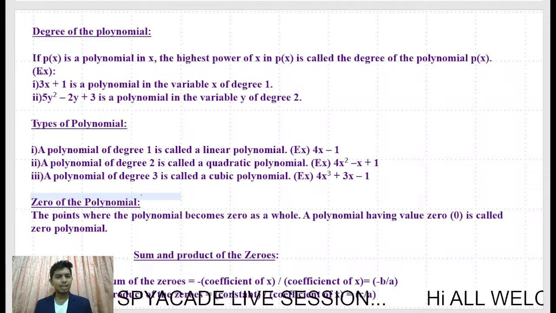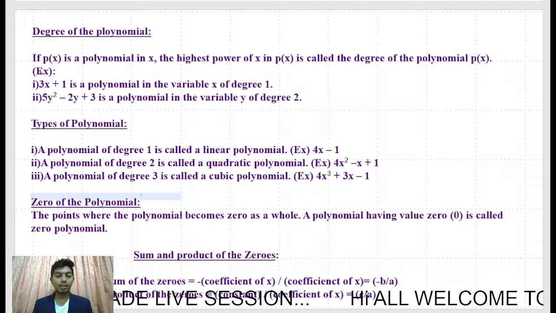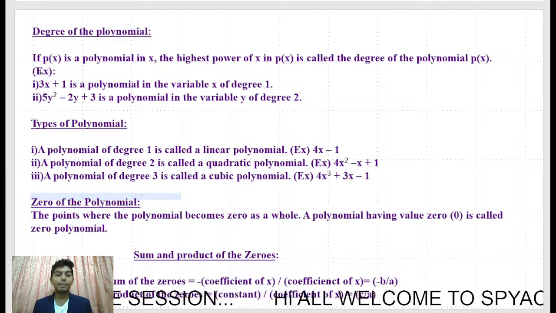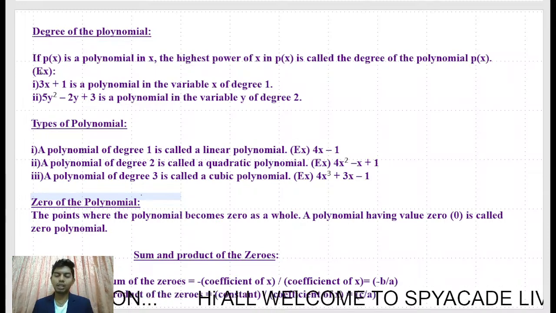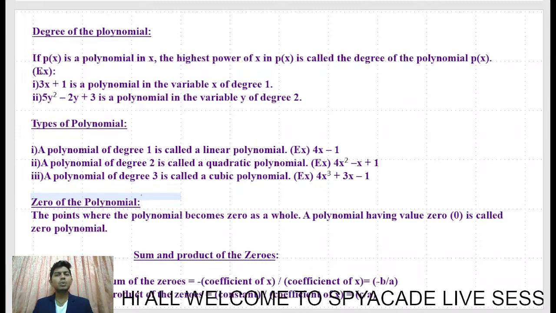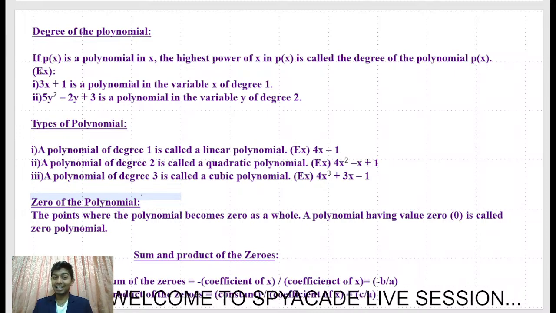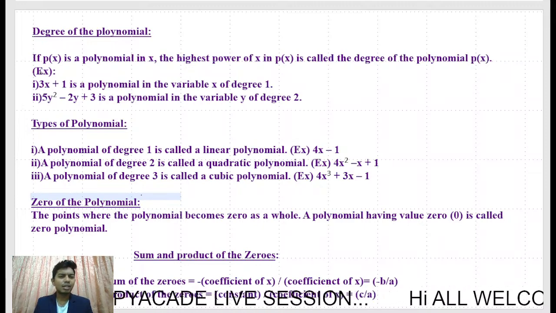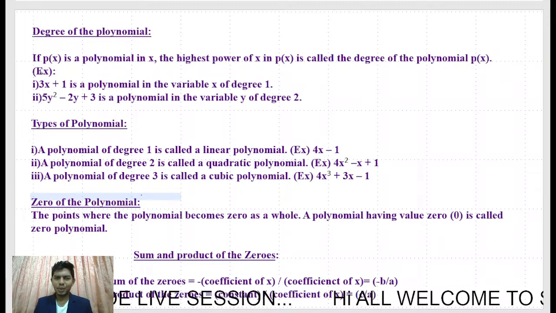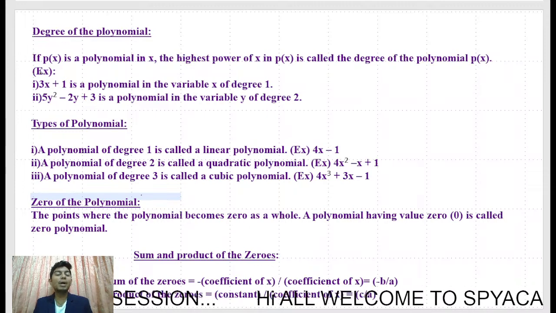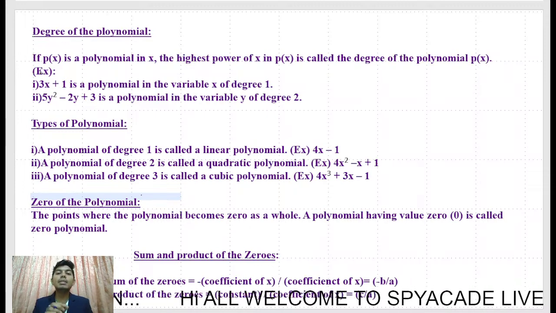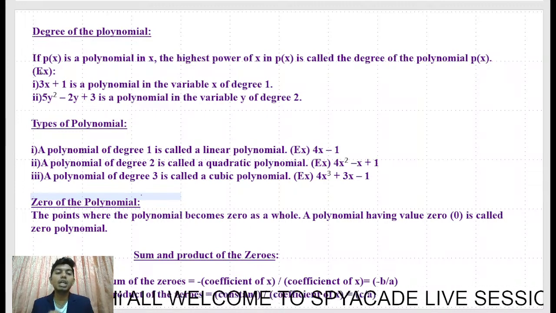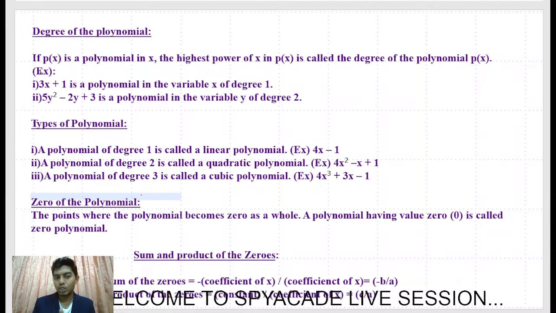Then look into the second one. 5y square minus 2y plus 3 is a polynomial. And what is going to be the degree? Degree is nothing but the highest power, as I said just now. So what is the highest power here? Is it 1? No, 2 is there, right? 5y square. So 2 is the highest power, and the degree of this polynomial is 2.